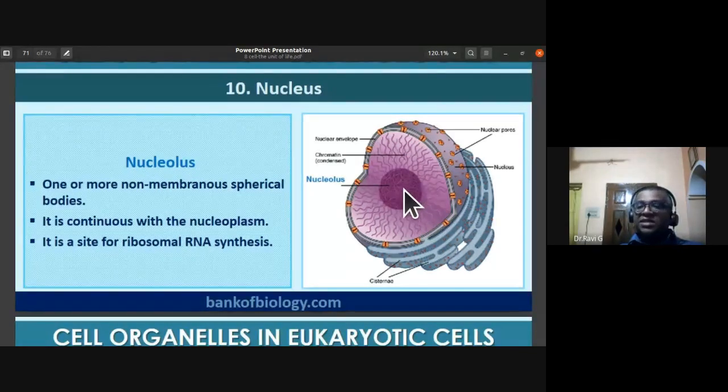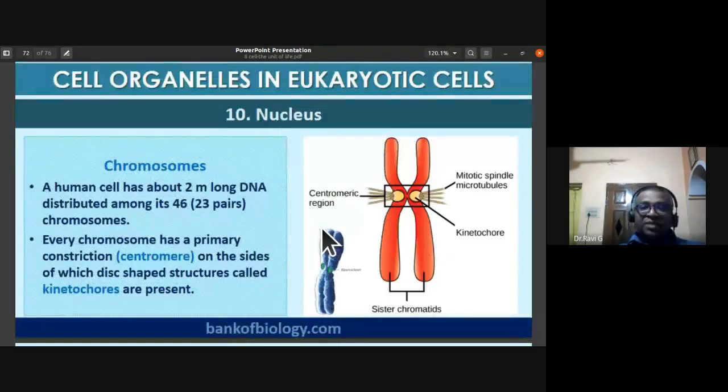rRNA is synthesized in the nucleolus. Remember about it. It is one or more non-membranous spherical bodies, continuous with the nucleoplasm, that is the matrix part of it. The nucleolus is also a site for ribosomal RNA synthesis. That is one point that you have to remember.